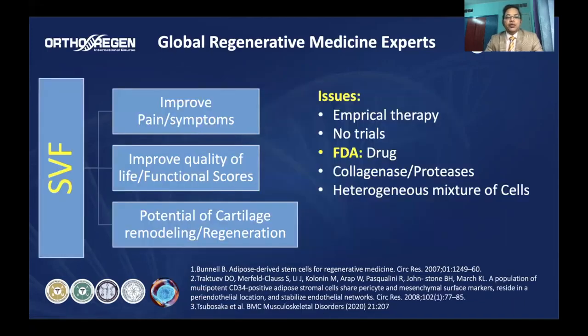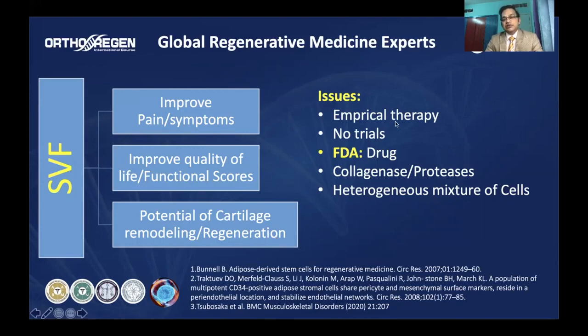Now, what is the clinical evidence for the SVF? Well, the studies that have used SVF for osteoarthritis have shown that it improves pain, function, and symptom scores, and it also has the potential for cartilage remodeling and regeneration, more or less the same as we see with culture expanded stem cells.